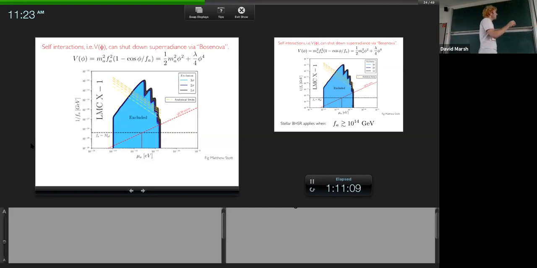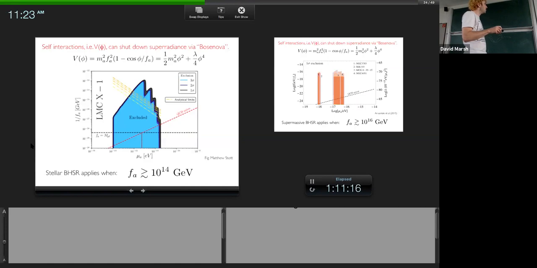You can also do the same game for the supermassive black holes. Matt hasn't done it, so I'm going to lift the plot from Arvanitaki. The takeaway statement here though is that the stellar black hole superradiance constraints apply roughly for axion decay constants larger than 10 to the 14 GeV for an axion-like particle. They don't apply to low values of the decay constant, significant for the large volume scenario in string theory, where the decay constants are 10 to the 12, but it does apply for GUT scale decay constants.